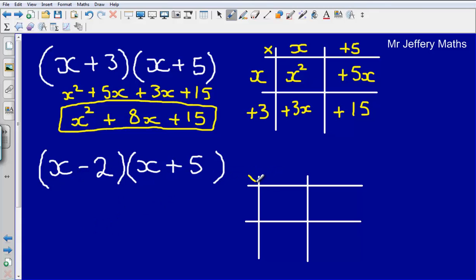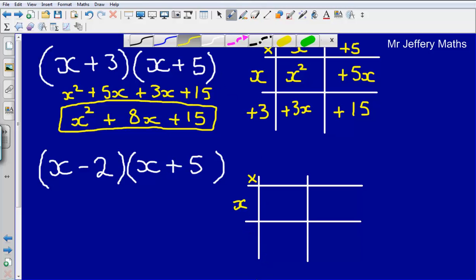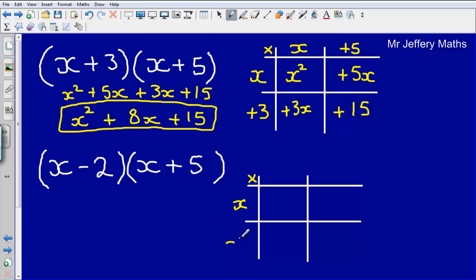Same thing with this one. I'm timesing them together, so put these things into our grid. x - 2, x and -2, and then x and +5.